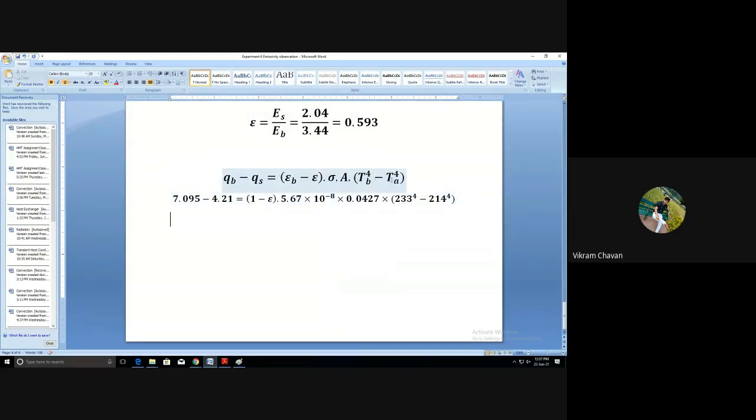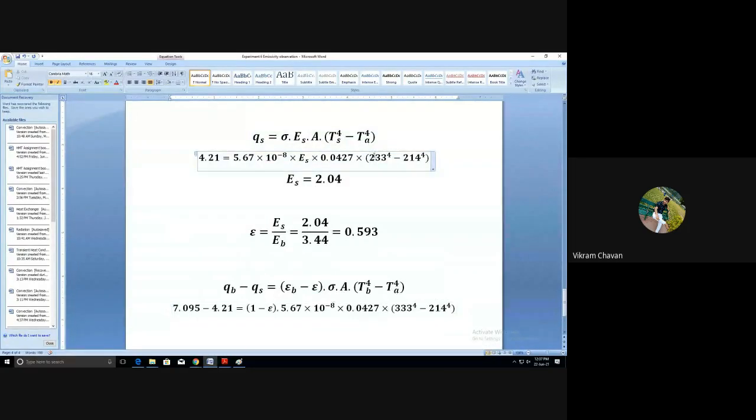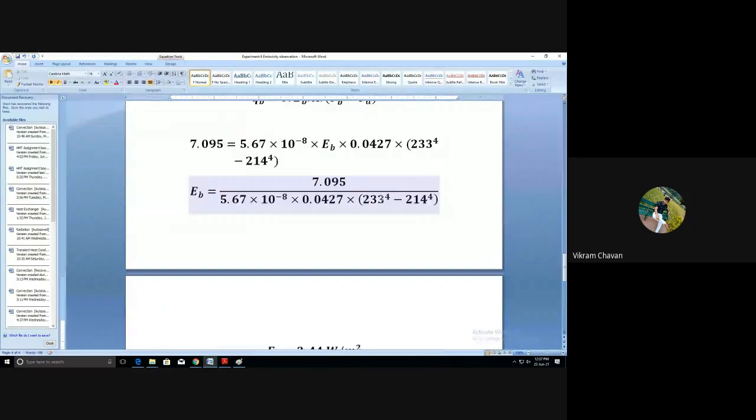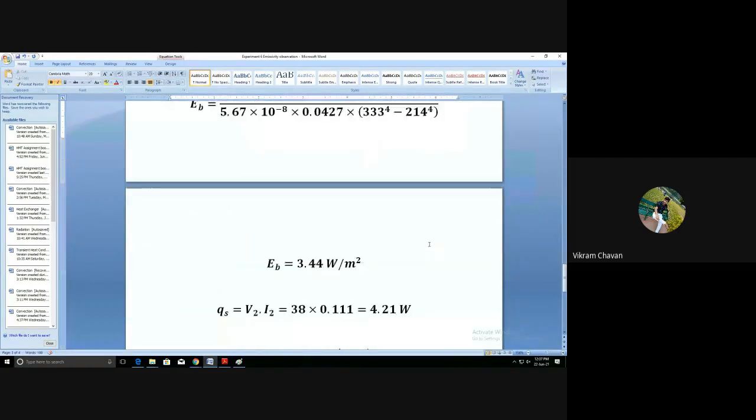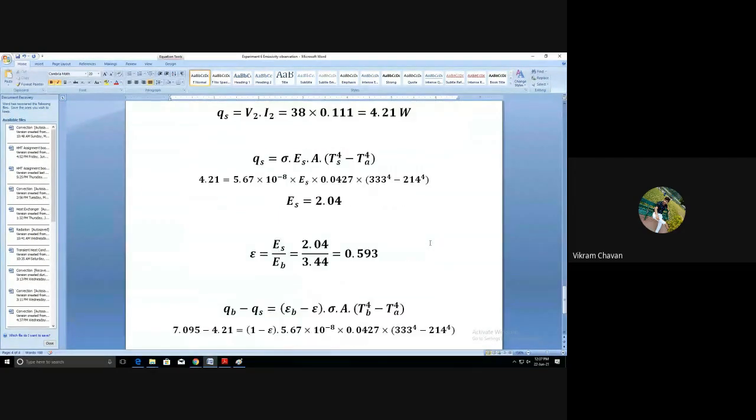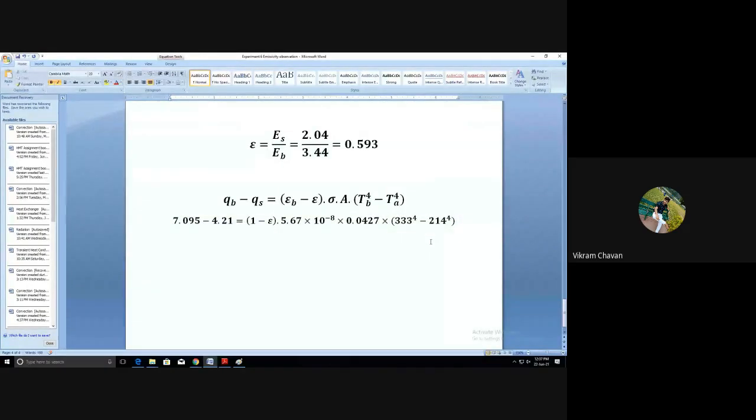Right now, black body. Okay, 330. Sorry, everywhere I am taking 233 only. Have you calculated it properly? Because I made a mistake. Instead of 333, I am taking 233. This should be 314, not 214.